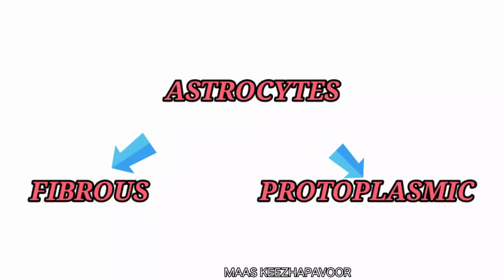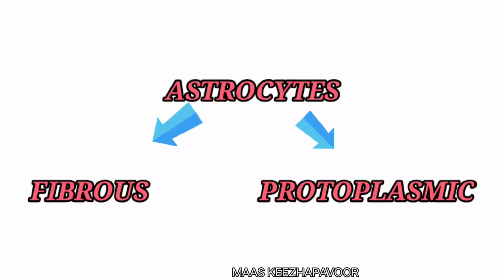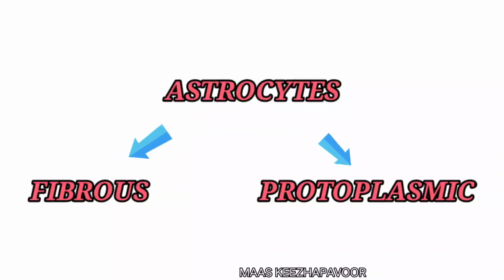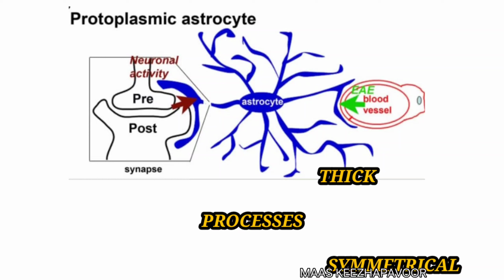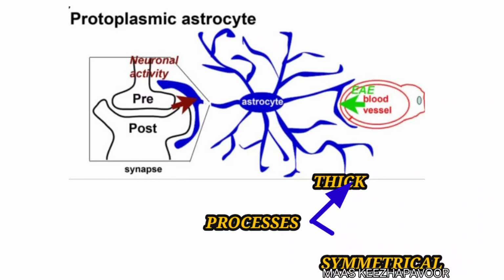There are two types of astrocytes. One is fibrous astrocytes and the other one is protoplasmic astrocytes. The processes of fibrous astrocytes are thin and asymmetrical. They are seen in white matter. The protoplasmic astrocytes are seen in gray matter and their processes are thicker and symmetrical.